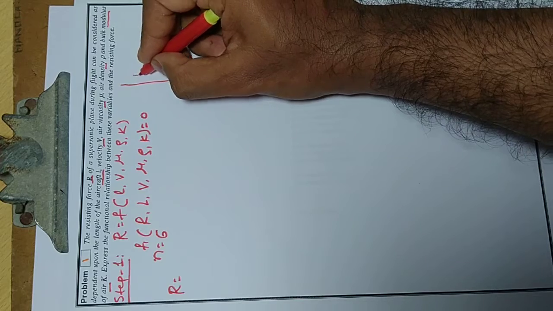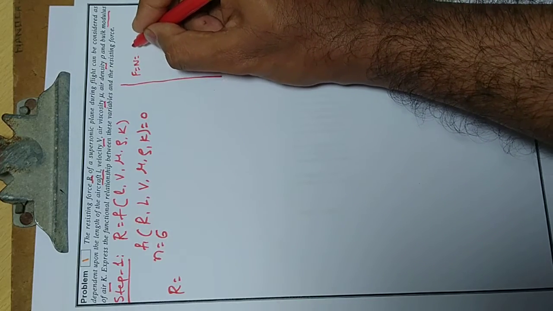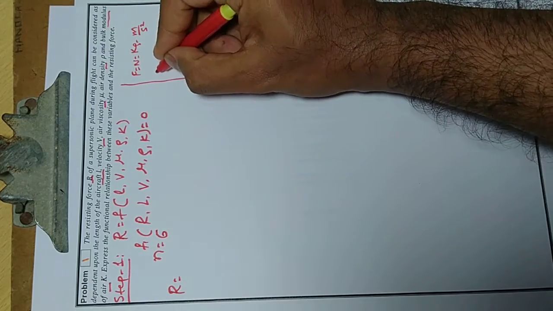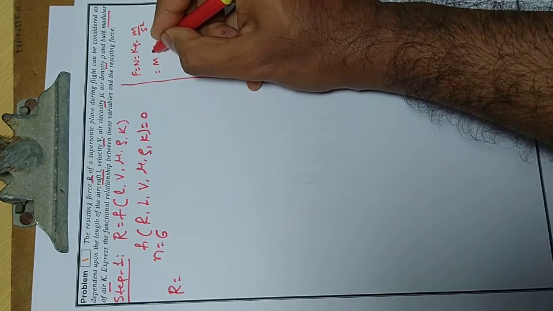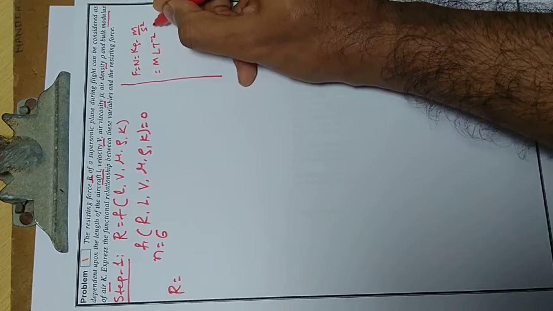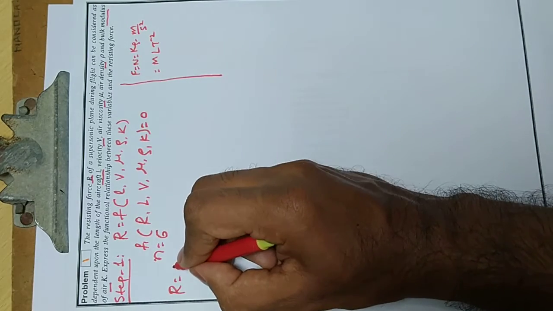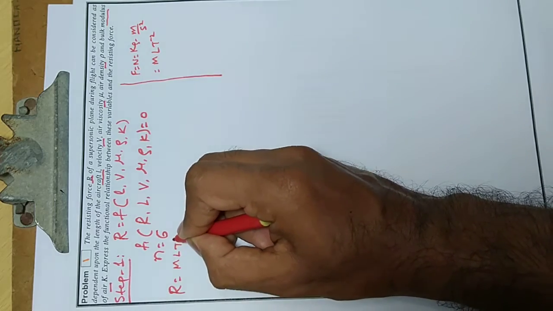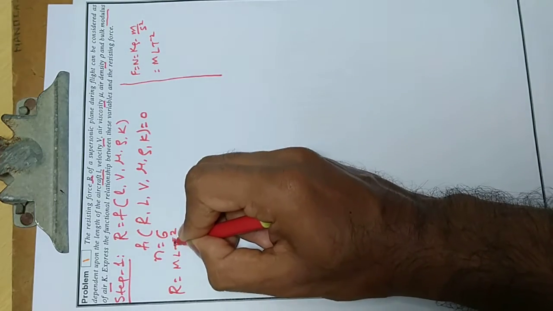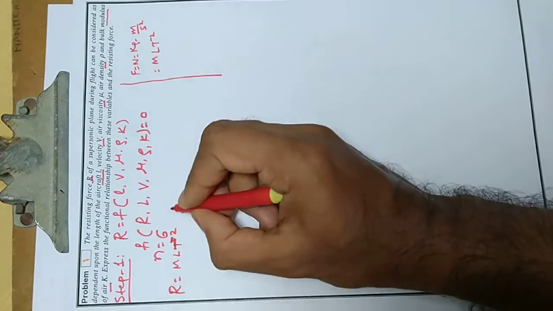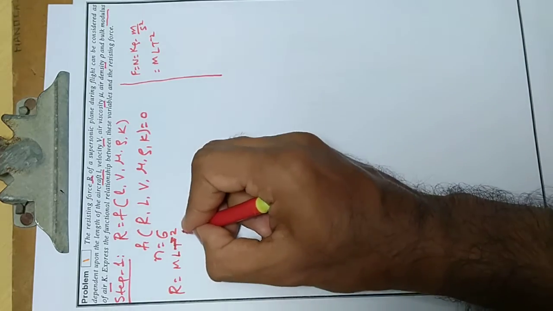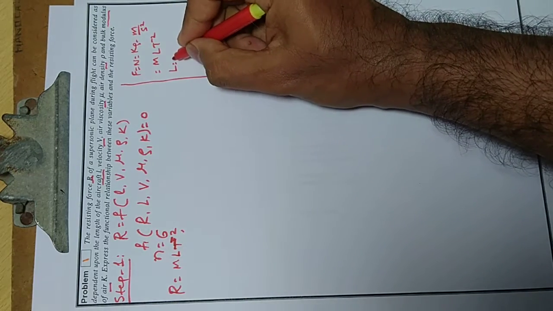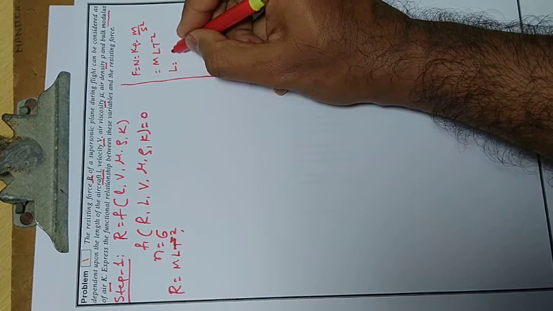Resistance force. The force unit is Newton, and this can be written as kg meter per second square. So I can write kg means M, meter means L, second square is T to the power of minus 2. So the resistance force dimension is M L T to the power of minus 2. Next, dimension of L, length, meter. Meter means L only.